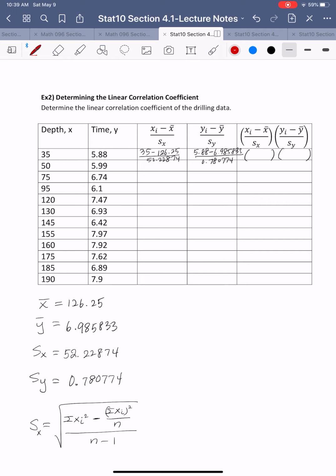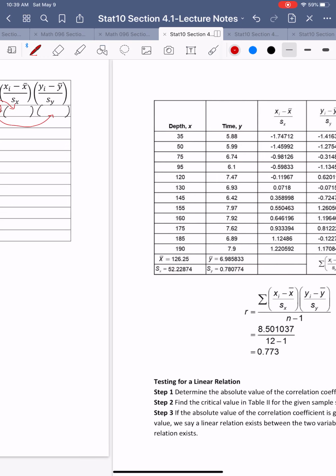Then whatever value you got from the first expression, you plug it in here, and whatever value you got from the second expression, you plug it in here, and then multiply. That's how you finish the whole table. Actually, I already did it for you on the next page.